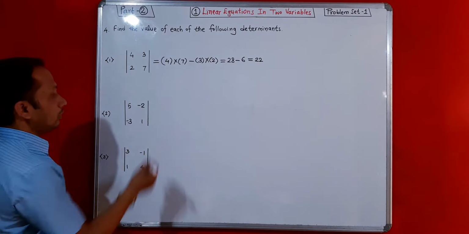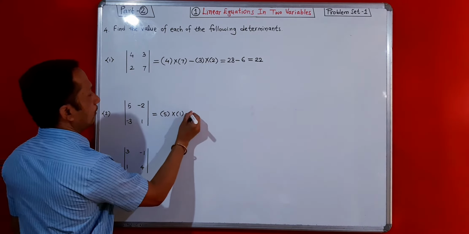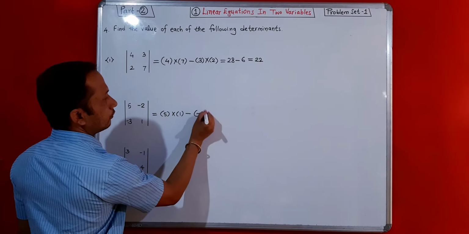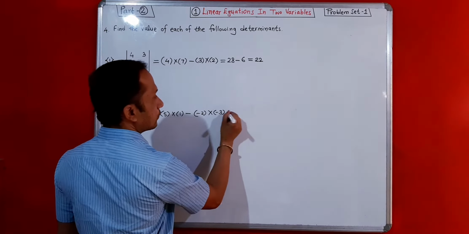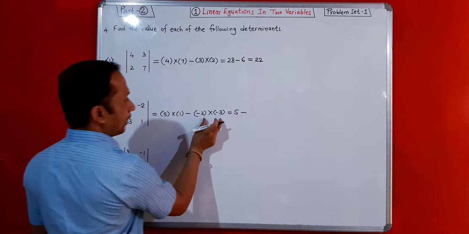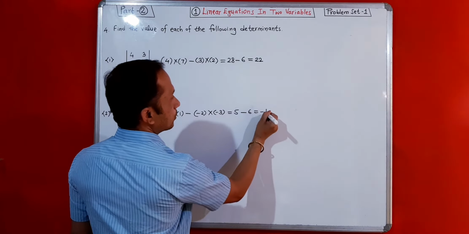Come to the second. Again a into d means 5 into 1 minus 2 into minus 3. So 5 into 1 is 5, and minus minus becomes plus, and minus 6, so it is minus 1.